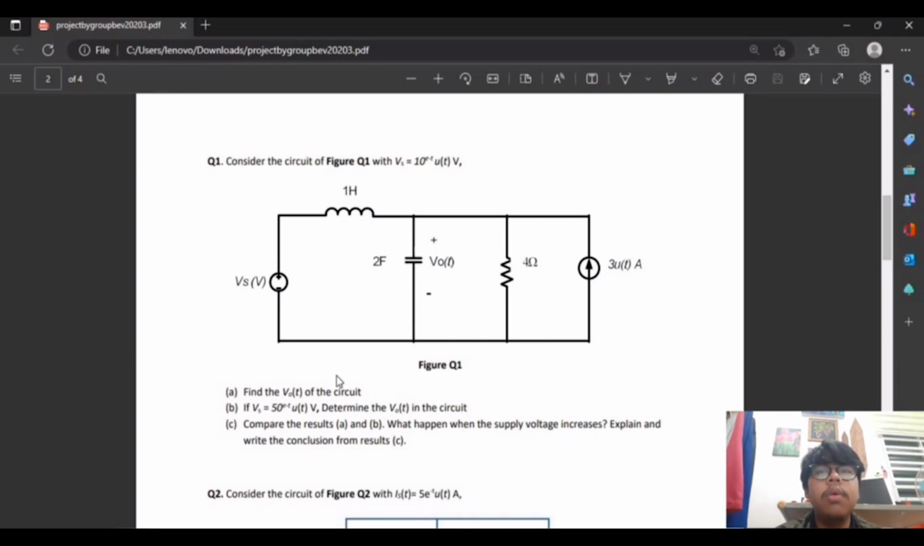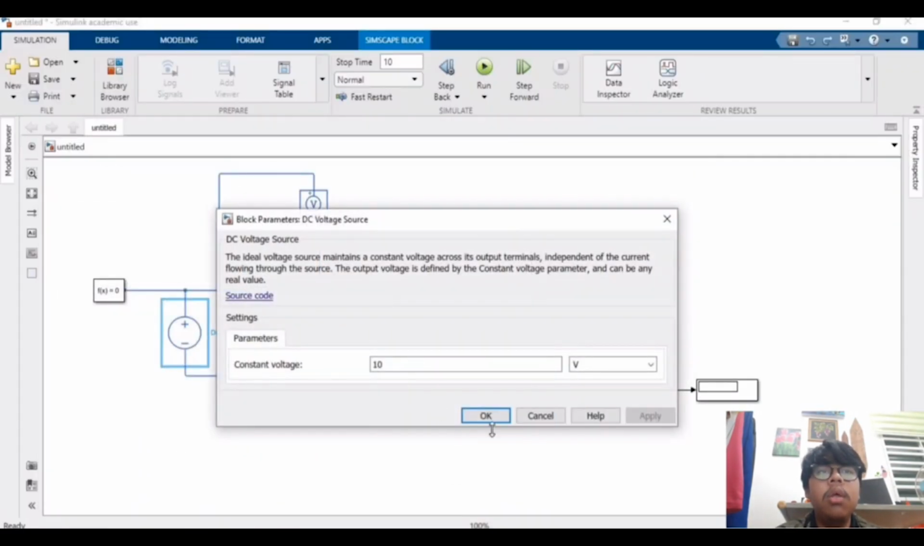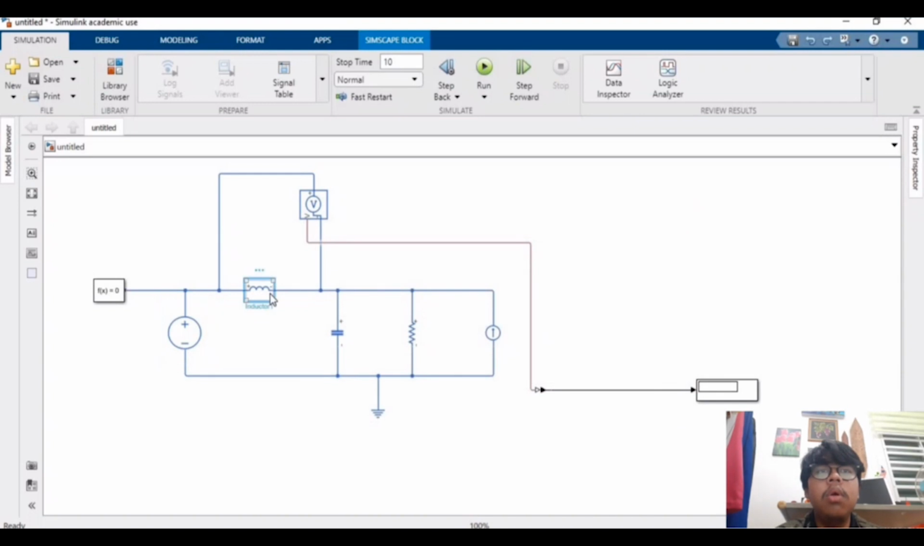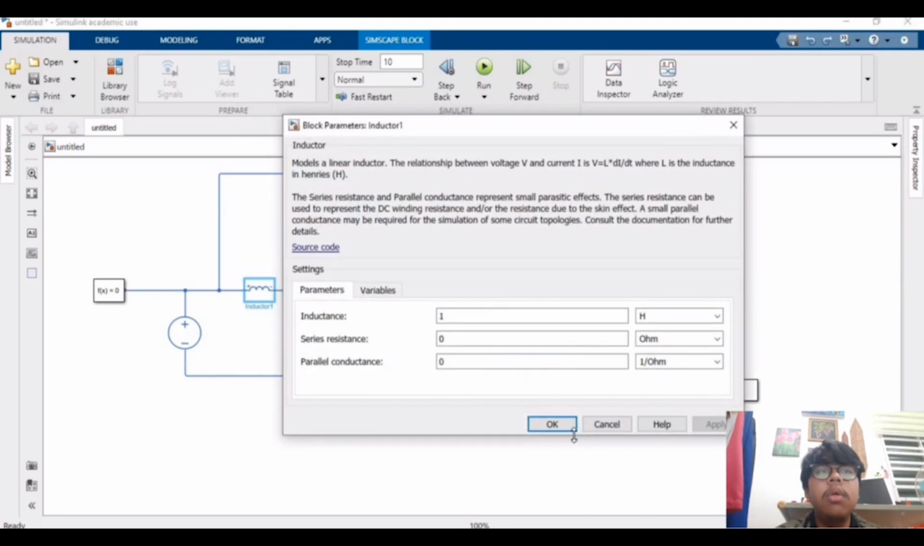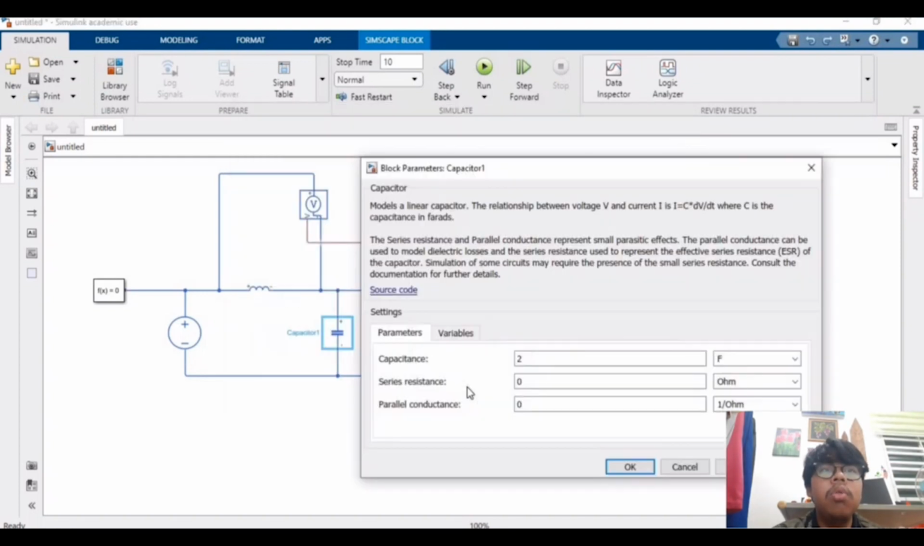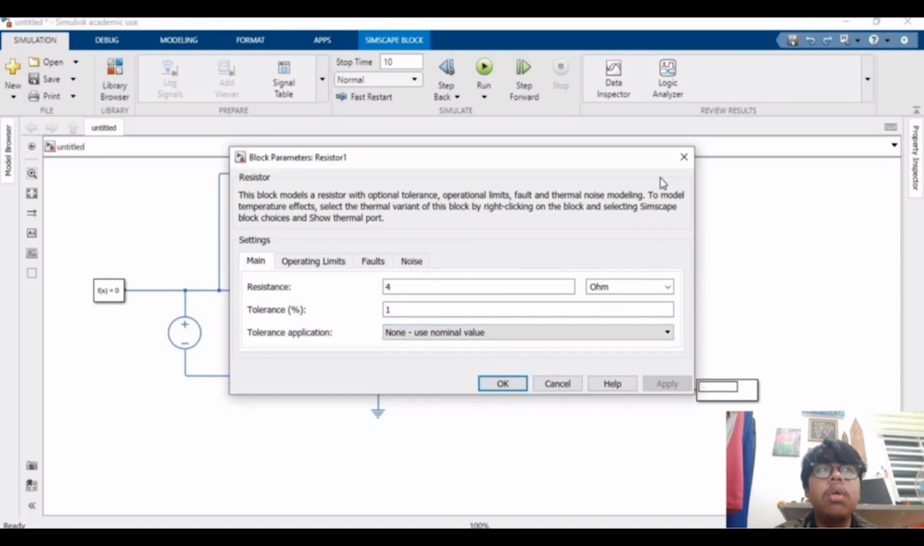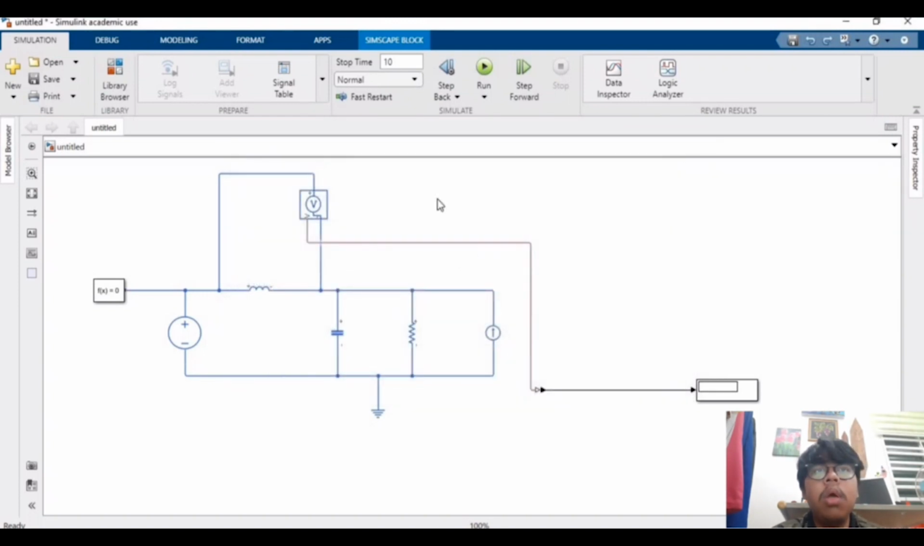the resistance. So we already set up the DC voltage source for 10, the inductance 1, the capacitor 2, and also resistance 4. Okay, next we need to put the voltage sensor and put the ground and the display so that the values for when we run will be displayed here.